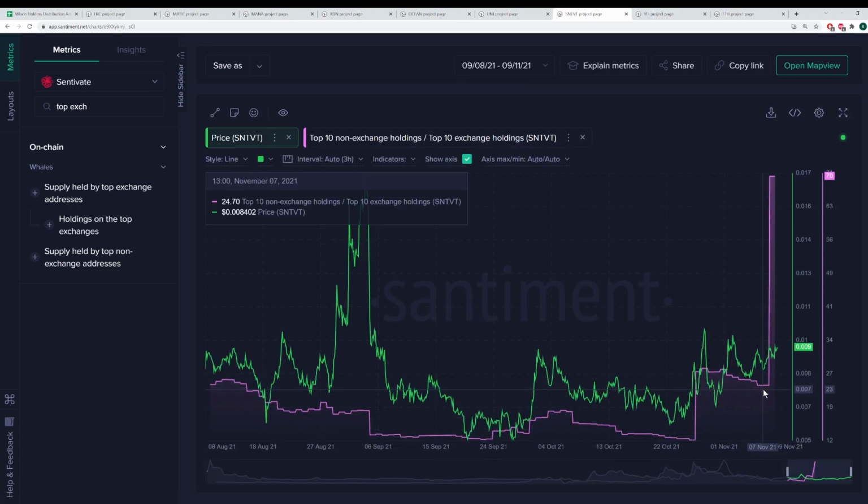So the ratio between the top 10 non-exchange supply and the top 10 exchange supply went from 24.7 all the way up to 70.4 in just a single day. And that is more or less a 3x on the ratio, which is massive. And there is definitely a relationship when it comes to the ratio going higher and then future price movement going up, depending on the asset.